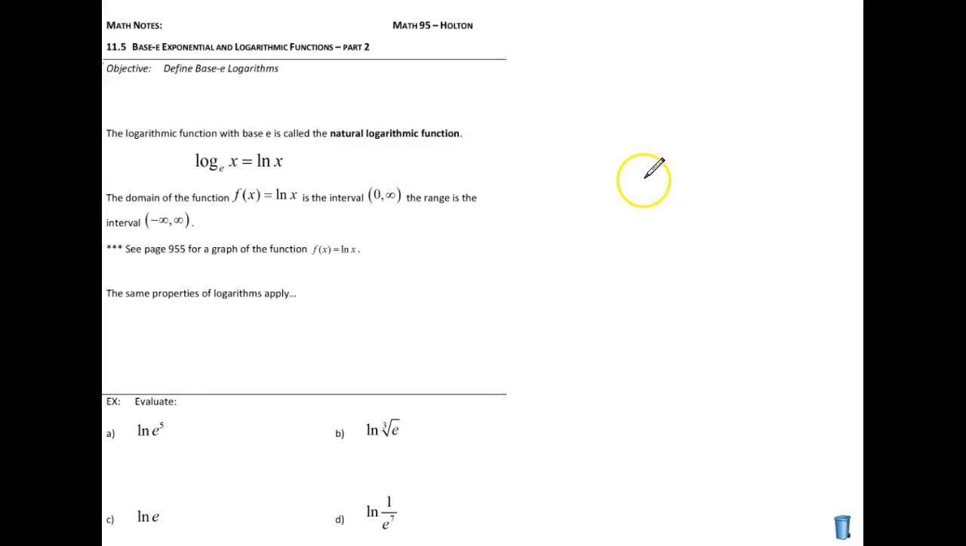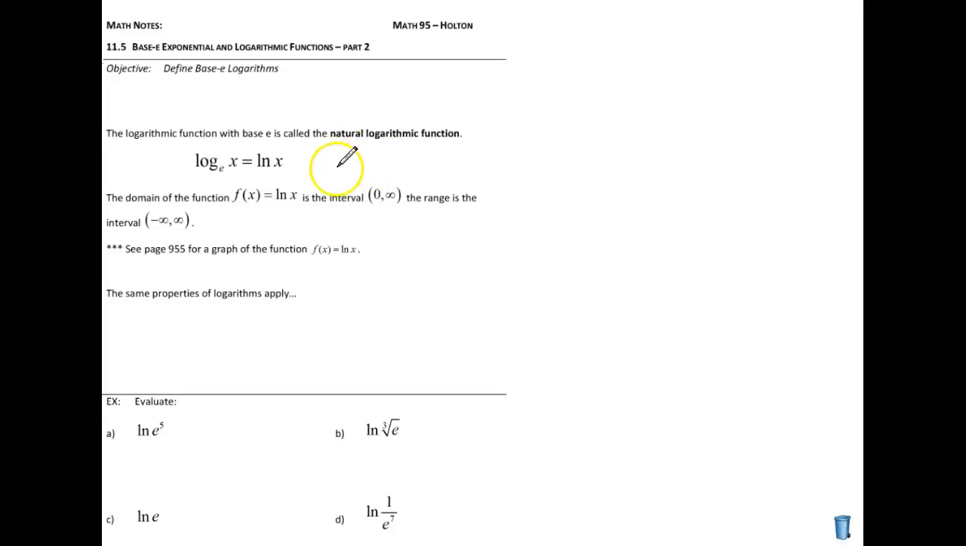In this video, we're going to continue on with our base e exponential and logarithmic functions, and we're going to talk about base e logarithms. The logarithmic function that is base e is called the natural logarithmic function, or natural log function. So log base e of x is the same as ln of x, where ln is our log base e, and we call it the natural log, or natural logarithm.